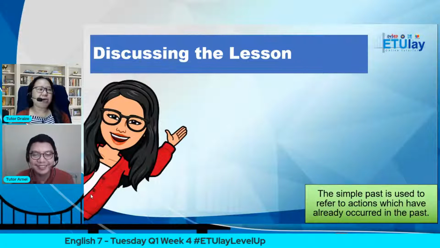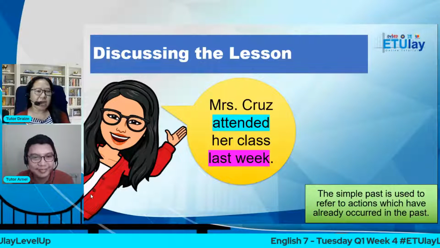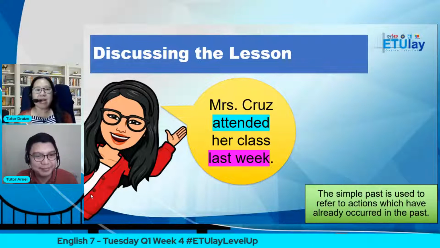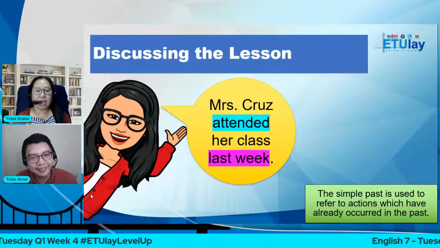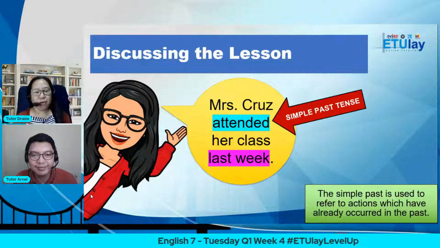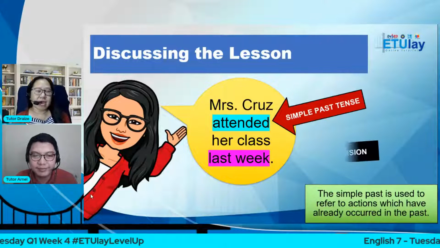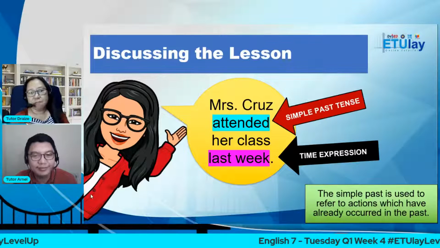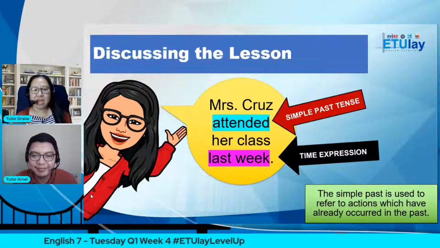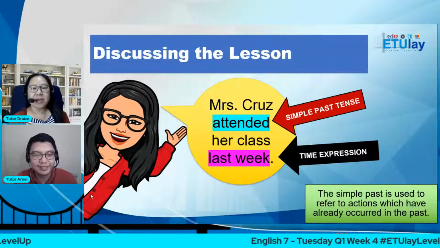Don't worry. So when we say the simple past is used to refer to actions which have already occurred in the past, we have this example. Mrs. Cruz attended her class last week. There are two words there that are highlighted. First one is attended. This is our verb in the simple past tense. Now, how do we say that it's in the simple past tense? Because there is a time expression, and it is very obvious that it happened already last week. So that means it already happened in the past. So that made it simple past tense.